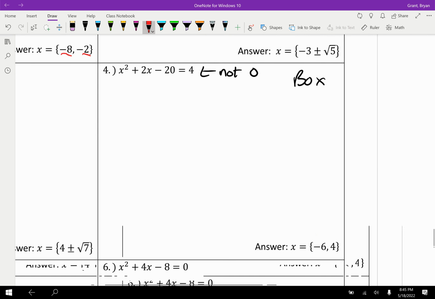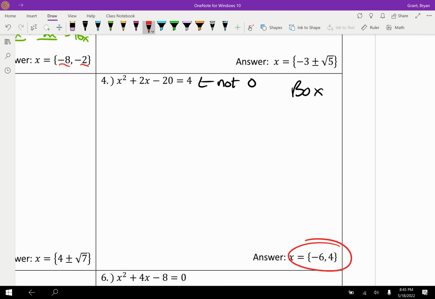Alright, let's take a look at problem 4 because we have those, again, nice integer values. If we're doing problem 4, we need to make sure the equation equals 0 first. We know how to do that. We practiced this plenty last unit. We subtract 4 from each side. X squared plus 2x minus 24 equals 0.